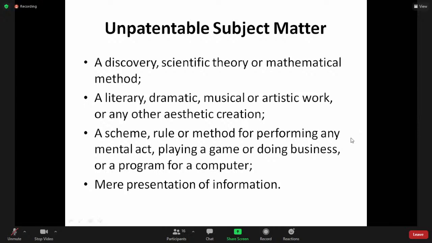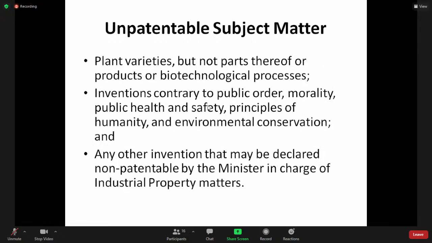If I would like to go for this presentation for patent, no, but in some other form it can be registered, right? Some other things like plant variety, inventions contrary to public order, morality, public health, and safety principles. Then any other invention that may be declared non-patentable by the minister in charge of industrial property matters from time to time, right?